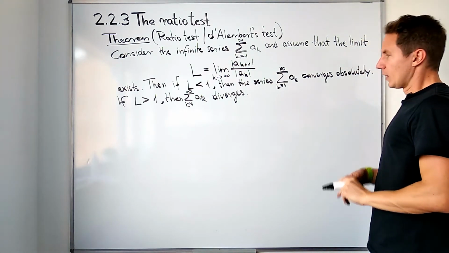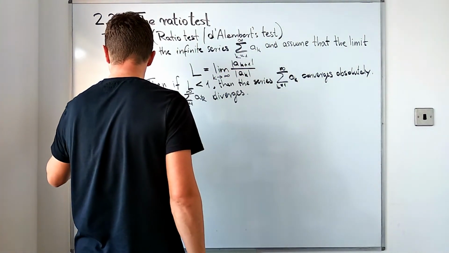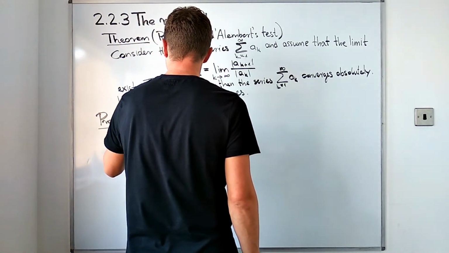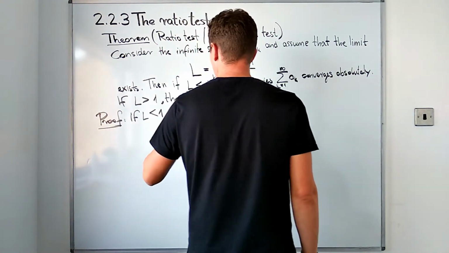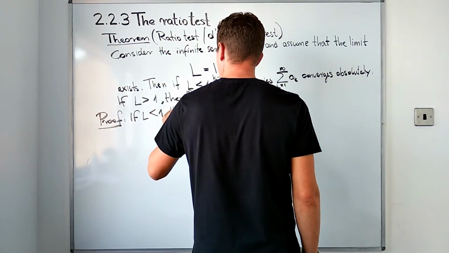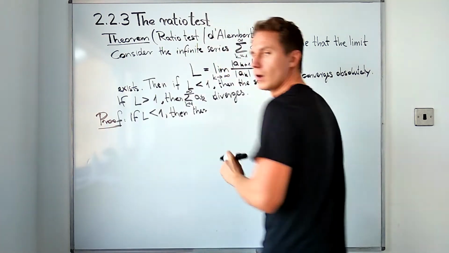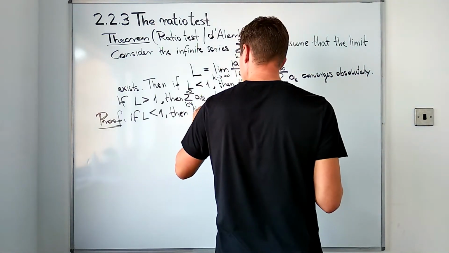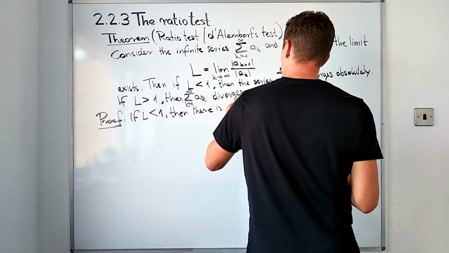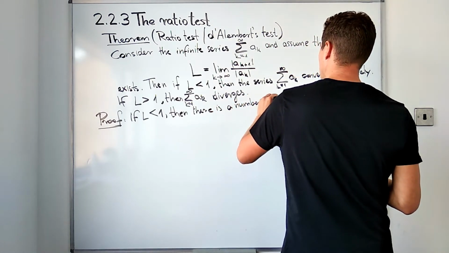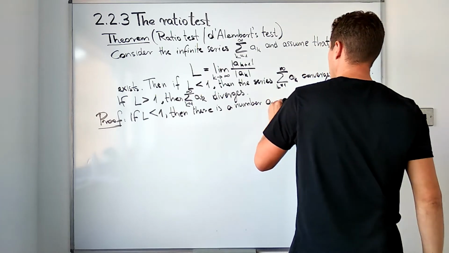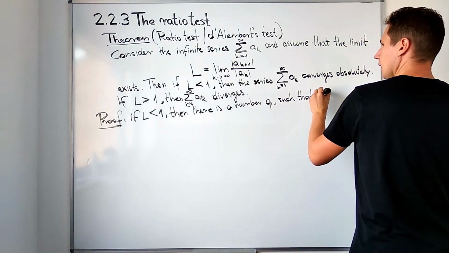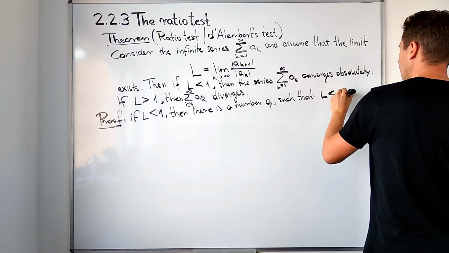Okay, so let's prove this. Our proof, I'll start with the first case. If L is a number that is less than 1, then there is a number between L and 1. Okay, so a number Q such that L is less than Q, that is less than 1.